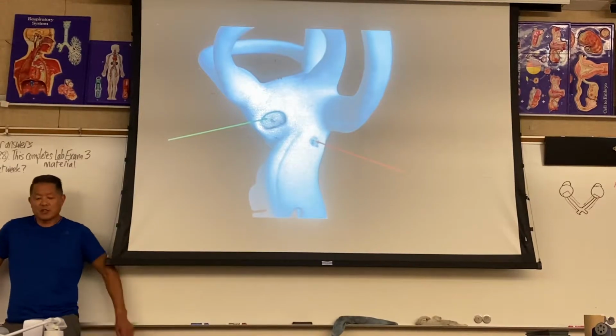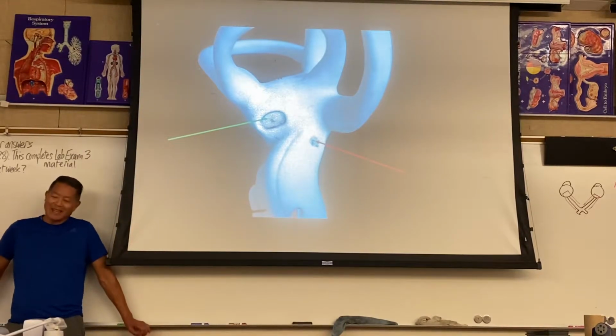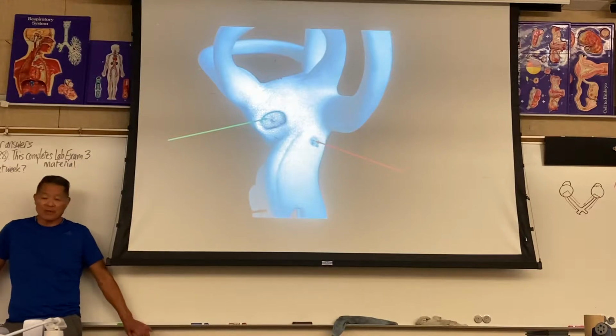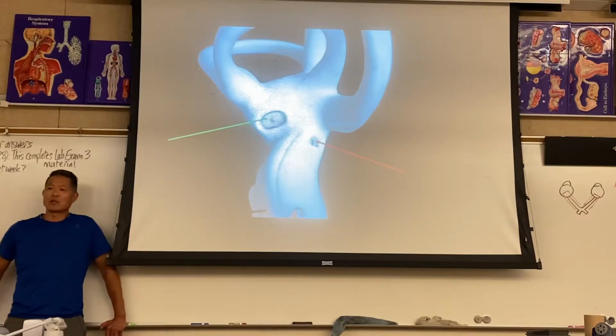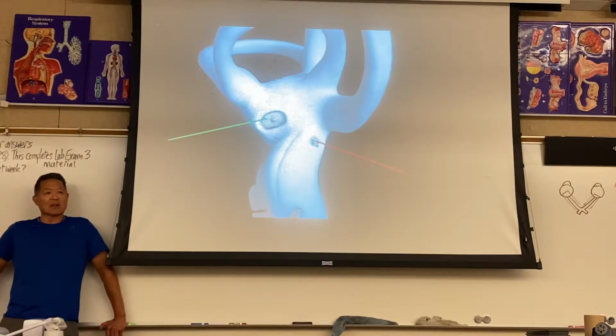These two are the border between middle ear and inner ear. This actually is a model of the inner ear. And the green arrow is on something that's oval. What do you think that's called? Oval window. The red is on something that's circular. What do you think that's called? Round window. So those two windows are the border between middle ear and inner ear.